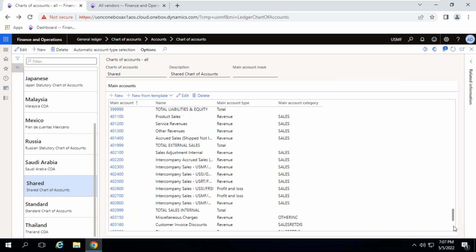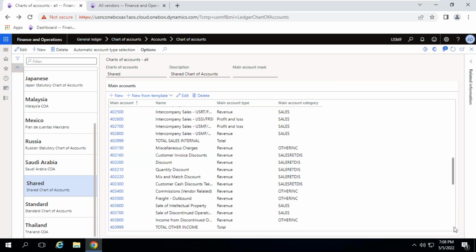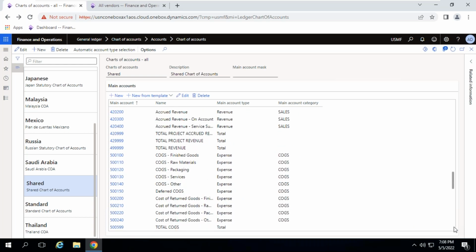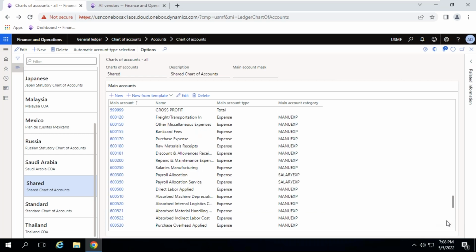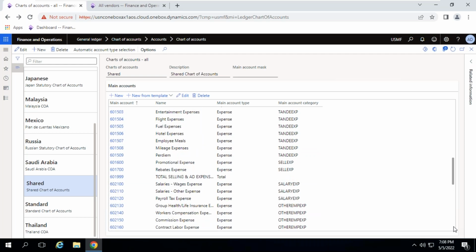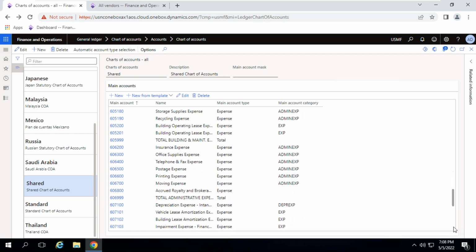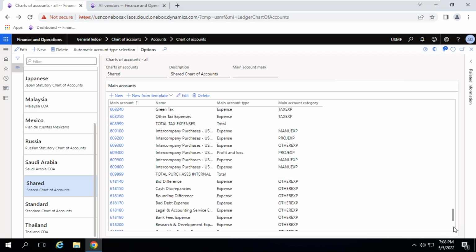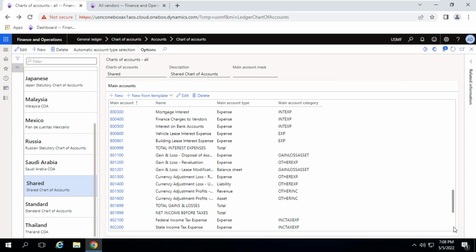4 series revenue, but these are sales revenues. Through sales, whatever you are getting, those revenues. 5 series is expenses, but it is cost of goods or purchase expenses. 6 series expenses. 6 series is very huge, and 7 series is very few.